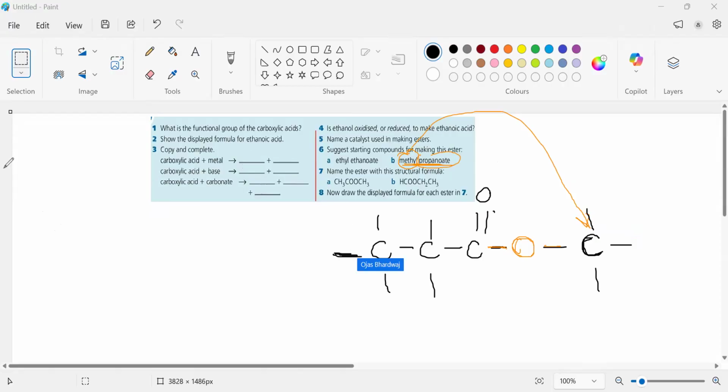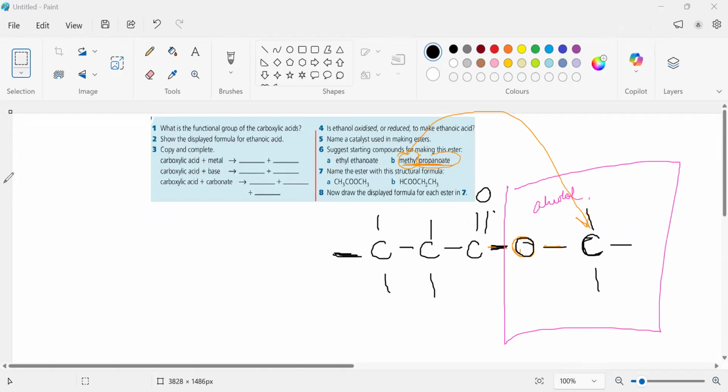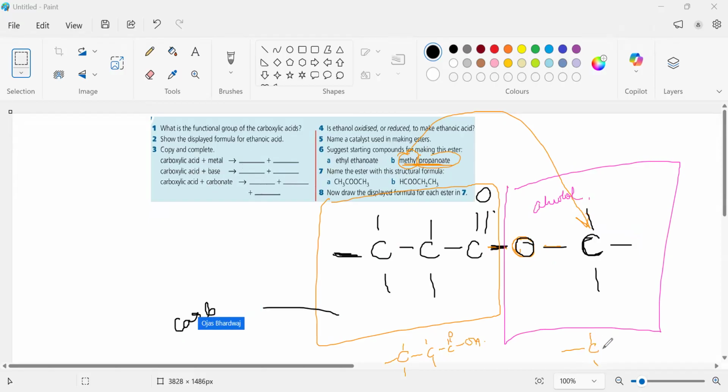Now can you tell me what the starting compounds are? We have to break it here, right? This part comes from the alcohol, and this part comes from the carboxylic acid. We take this OH and this OH. We break it here, add hydrogen over here, and here we add OH, right?